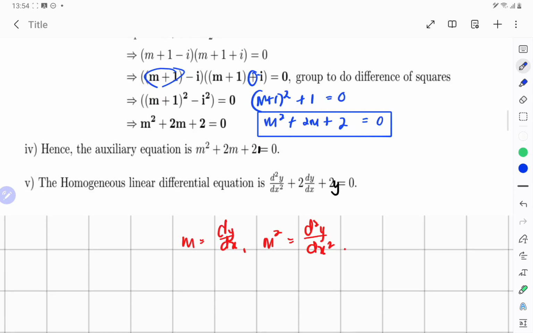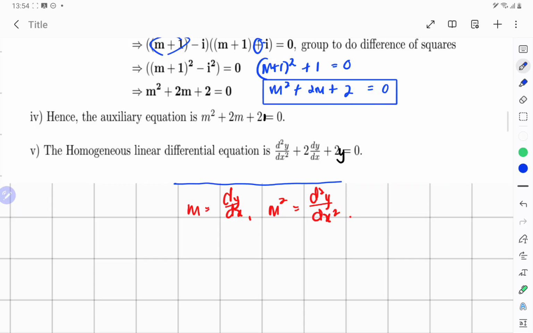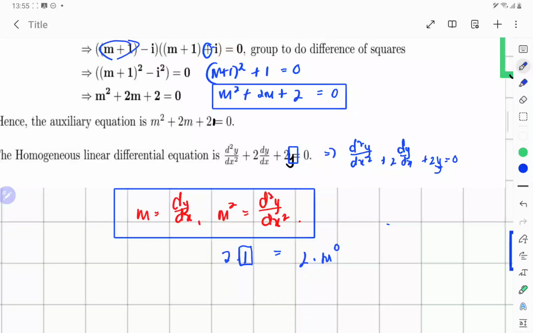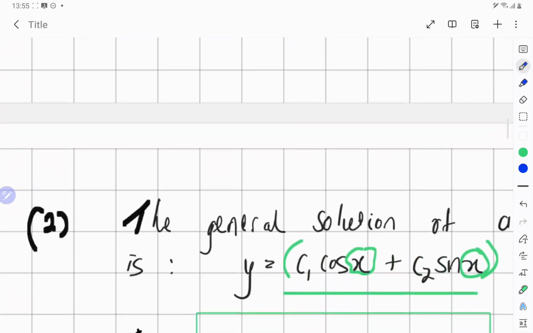My same characteristic equation. Now, very important, as you know now from everything we've done, m squared is the second derivative. M is the first derivative. But since I have 2 times 1, that means there is no derivative. It is actually 2 times m to the 0. That is why I need the y there. So that is my final answer. d squared y over dx squared plus 2 dy/dx plus 2y. So often students forget about that y. That is a common mistake.